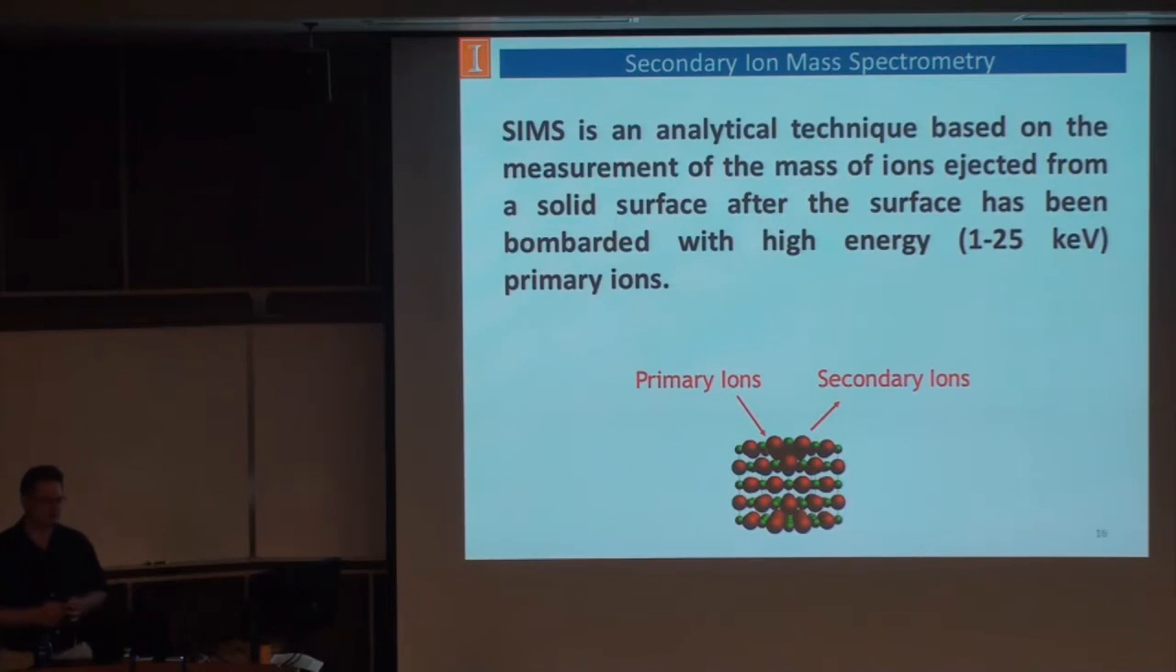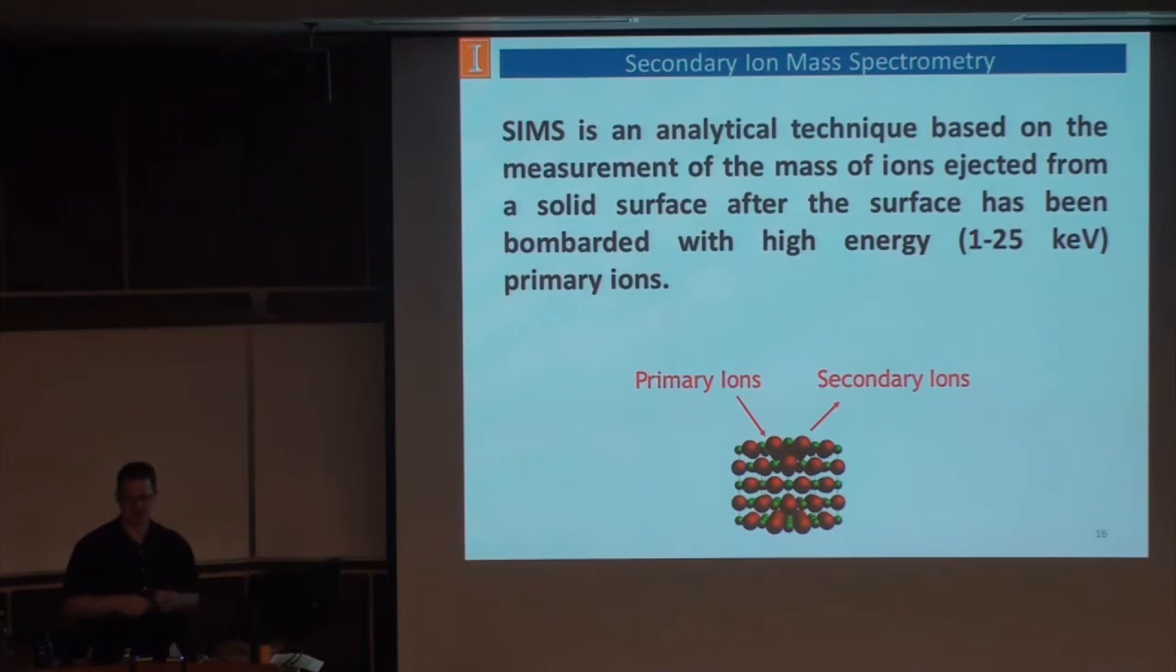Next, we're going to move into secondary ion mass spectrometry. So basically, like Rick talked about with the Auger and the XPS, we have something coming in and something coming out. In this case, we're going to use ions in and ions out. So SIMS is an analytical technique based on the measurement of the mass of ions ejected from a solid surface after the surface has been bombarded with a high energy primary ion.